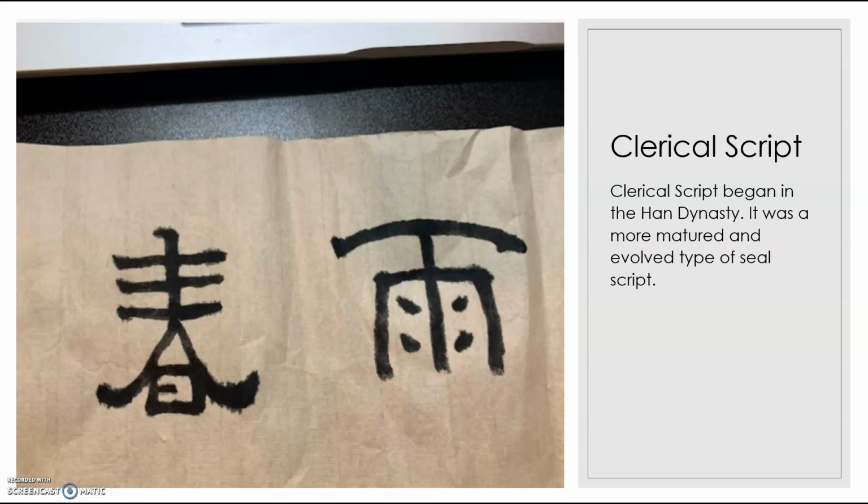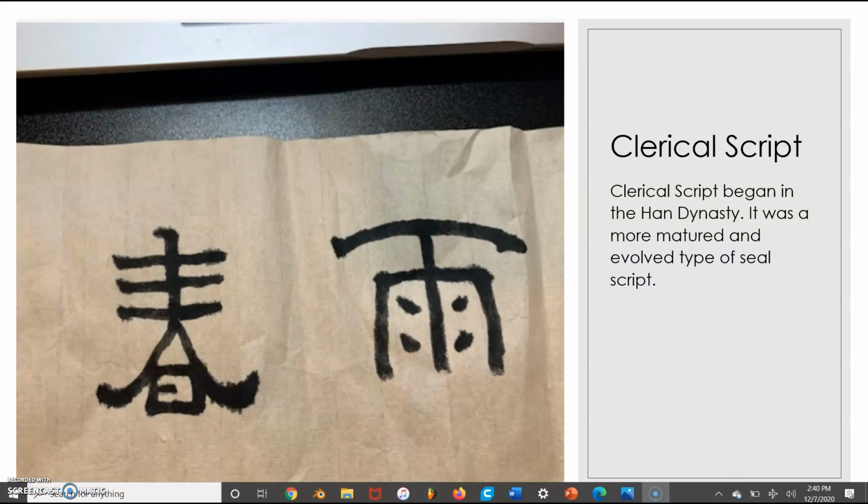Next, we have the clerical script. The clerical script began in the Han Dynasty, and this is a more matured and evolved version of the seal script. This script can be described as brisk and vibrant, and this script was used to write the Mawangdui silk manuscript, which was written more than 2200 years ago.